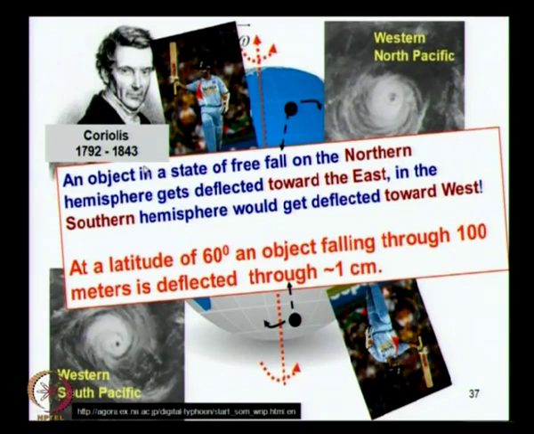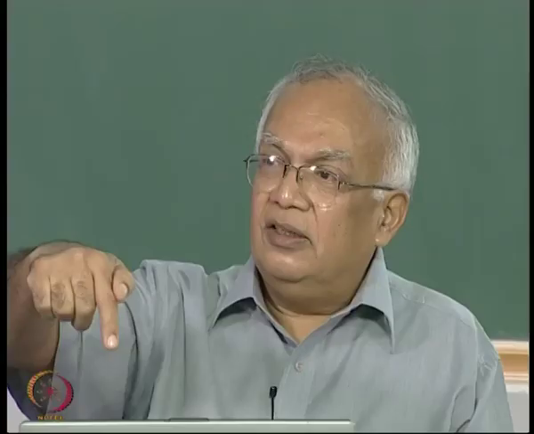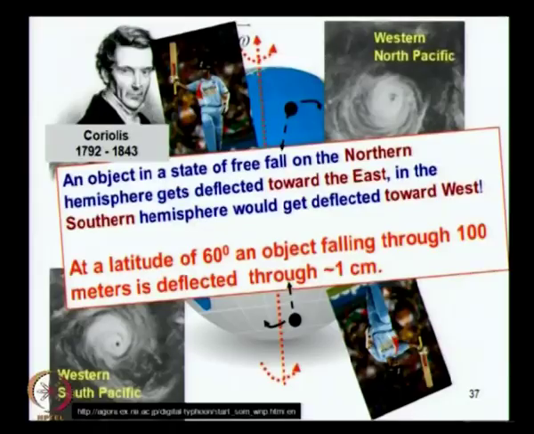Objects which are in a state of free fall: if Tendulkar is batting in England and hits a ball for a six, then when it falls, would it deflect toward the right or the left, toward the east or the west? The answer would be different if he were playing this game in Australia or New Zealand, which is south of the equator. And we will see some of these things. At a latitude of 60 degrees, for example, an object which is falling freely through just 100 meters is actually deflected by almost 1 centimeter.